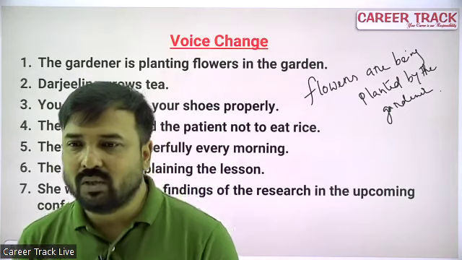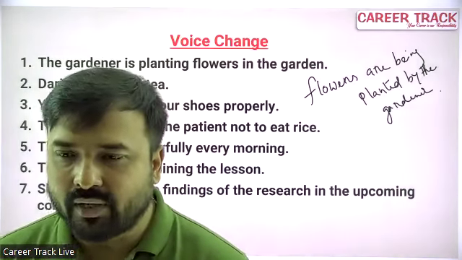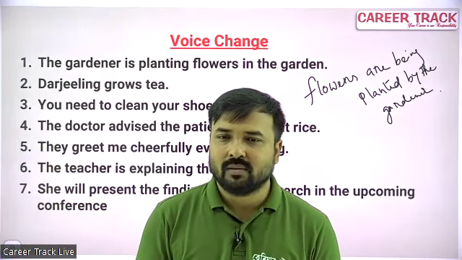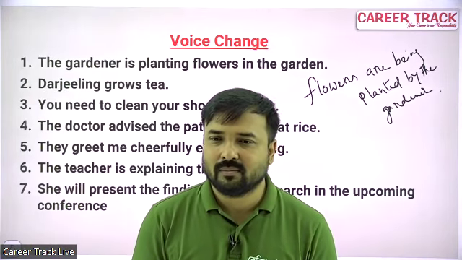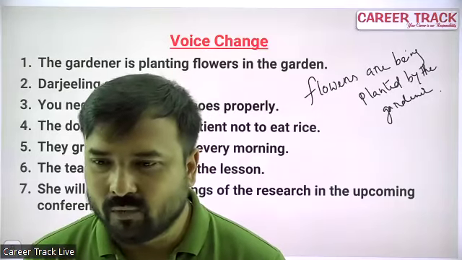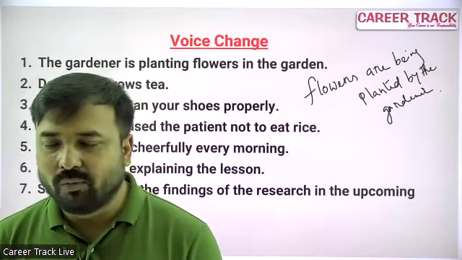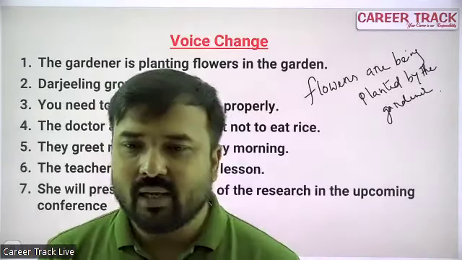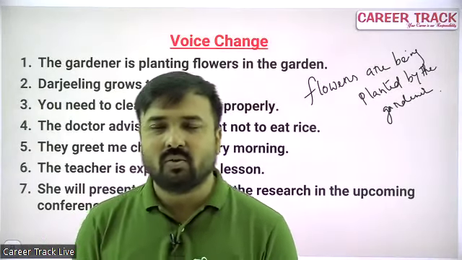So tea grows in Darjeeling. What else could it be? Next. Tea is grown in Darjeeling. Okay, but then the right answer will be, the most appropriate one will always be tea grows in Darjeeling. But tea is grown in Darjeeling is also correct.